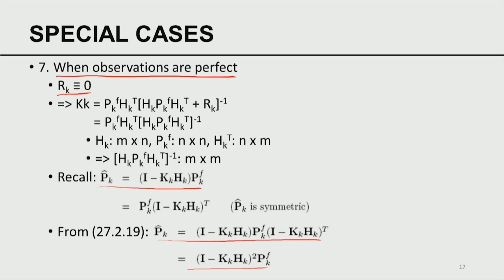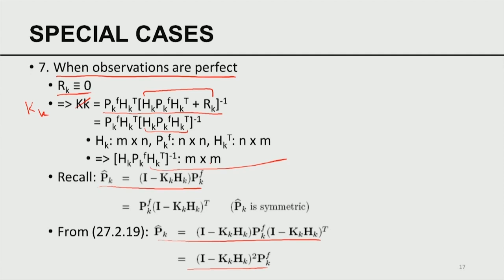you can readily see you are going to be required to compute the inverse of H_k P_k^f H_k^T. Please understand, this is the quantity that decides the Kalman gain, K_k. So go back, this is the Kalman gain expression. R_k is 0, so I have to compute the inverse of this. H_k is m by n, P_k is n by n, H_k transpose is n by m, therefore this matrix is an m by m matrix. The whole question comes in: how do you know this matrix is invertible? So that could be trouble.